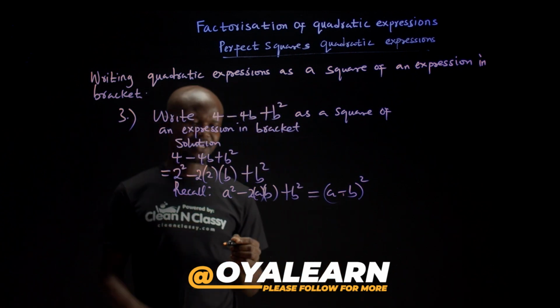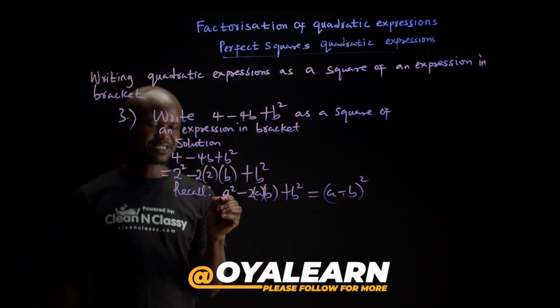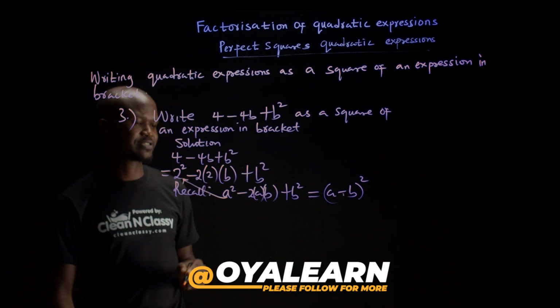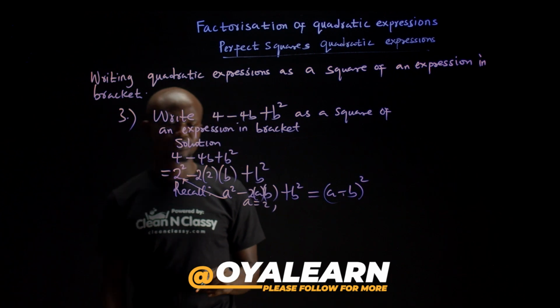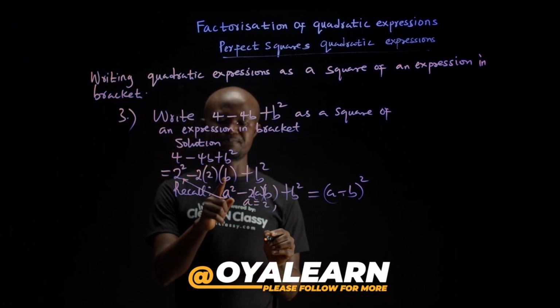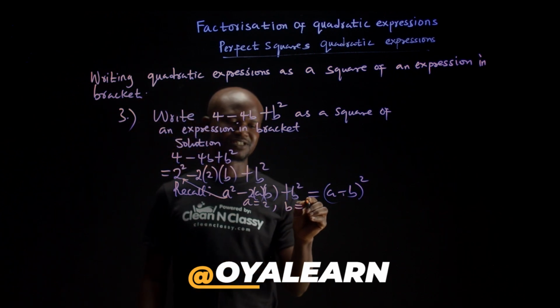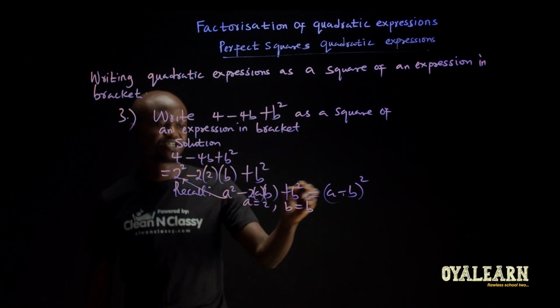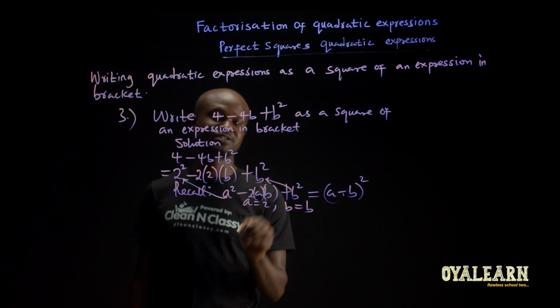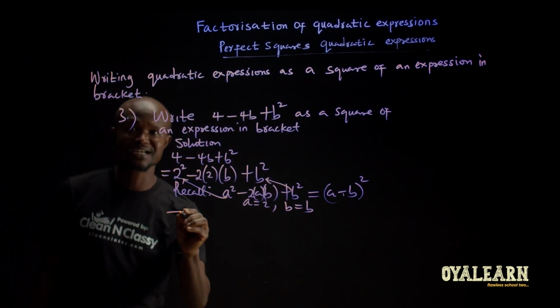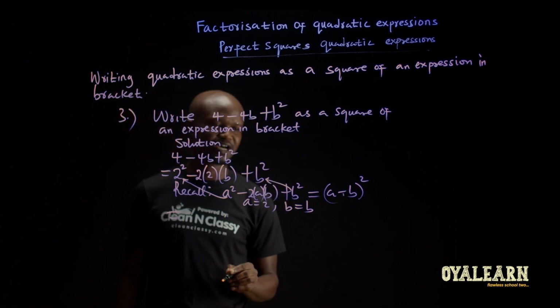So from here now, if you compare this, it means our a is equal to 2. And our b is still b, based on this algebraic identity. So you can see b is still equal to b. So it means that what? The final answer will now be what?